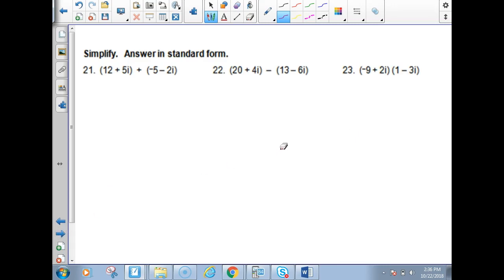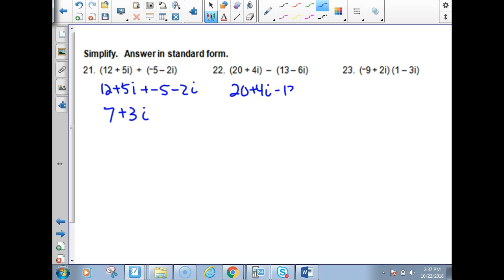Now we're getting to simplifying the newest section, which involves i, the imaginary number i. And these are complex numbers because they have a real part and an imaginary part. So we're going to drop the parentheses on the second set, combining like terms. So I'll have 7, 5i minus 2i plus 3i. That's pretty easy peasy.